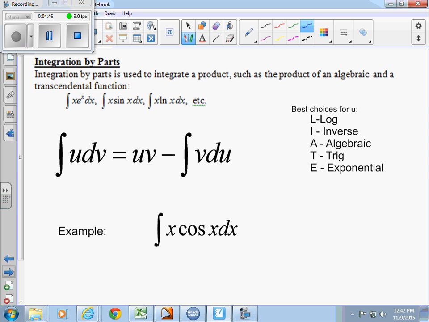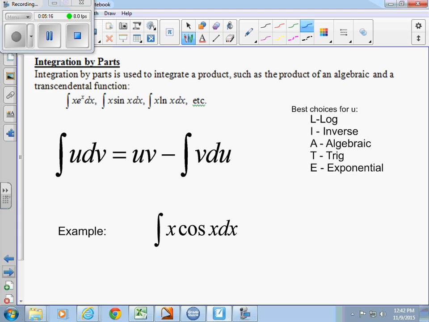This is another thing I got somewhere at a conference. When I took Cal 2, we just figured out the best one by thinking about it. But this is a good list of where you would start by choosing your u. Log is the best choice for you if it's an option. An inverse function is a good choice for you if it's an option. An algebraic function, what that means is a polynomial. Polynomial is a good choice for you.